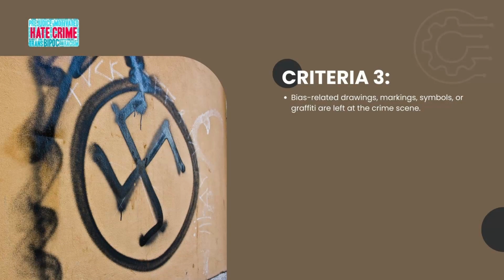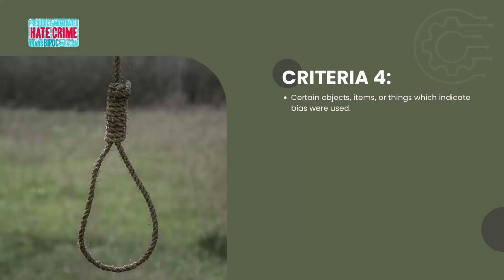Criteria 3. Bias-related drawings, markings, symbols, or graffiti are left at the crime scene. Swastikas painted on a synagogue, mosque, or LGBT-centered door are an excellent example. Criteria 4. Certain objects, items, or things which indicate bias were used. Offenders wearing sheets with hoods covering their faces, or leaving a burning cross in front of the victim's residence would strongly suggest bias.